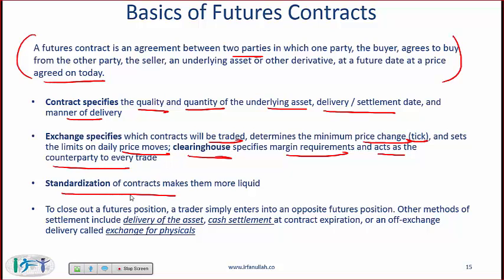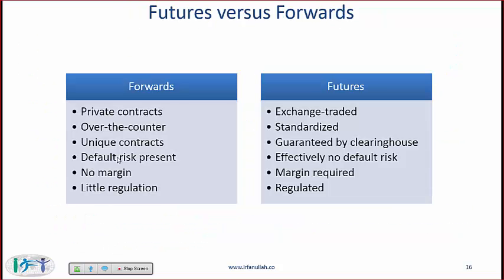Because of the standardization of futures contracts, they are more liquid relative to forward contracts. To close out a futures position, a trader simply enters into an opposite futures position. Other methods of settlement include the delivery of asset, cash settlement at contract expiration, or an off-exchange delivery called exchange for physicals.